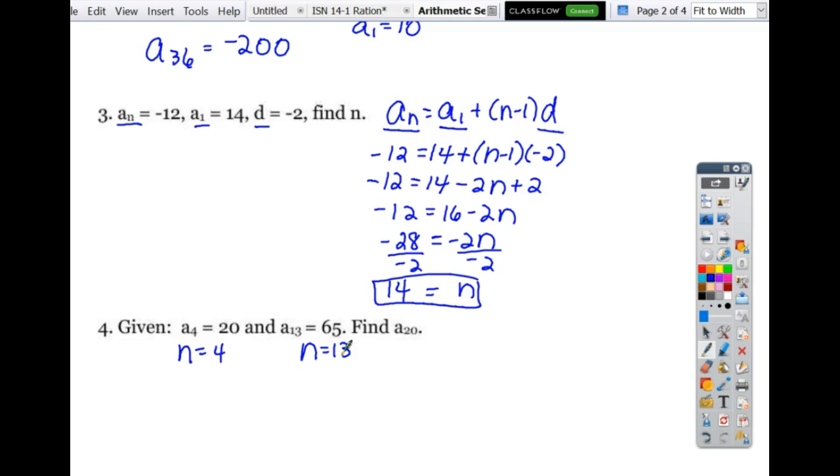Okay. I don't have A1 and I don't have D. So here's what I'm going to do. I'm going to fill this in with what I do have. So my A sub n is 20. And I don't know A1. But I know that the n there is 4. So for the second one, because this n goes with this one, and this n goes with this one.